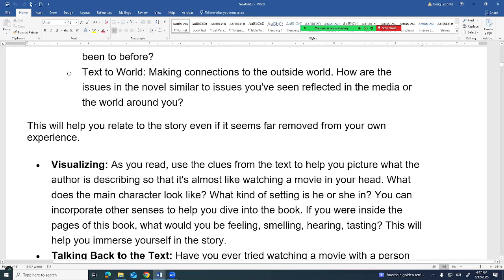The next strategy is visualization. As you read, use the clues from the text to help you picture what your author is describing so that it's almost like watching a movie in your head. What does the main character look like? What kind of setting is he or she in? You can incorporate other senses to help you dive into the book. If you were inside the pages of this book, what would you be feeling, smelling, hearing, or tasting? This will help immerse yourself in the story.